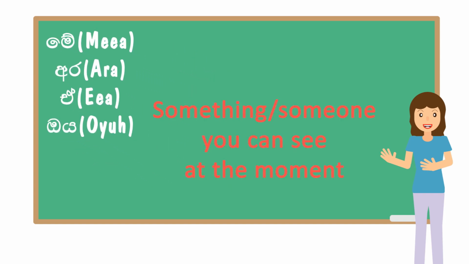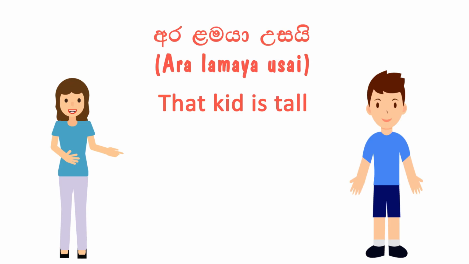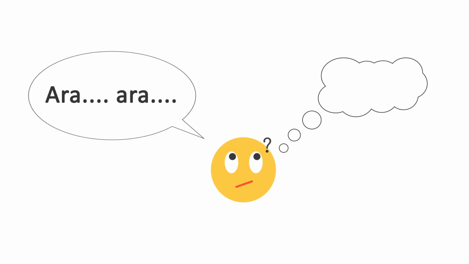If you want to talk about something that you can see at the moment, you can use the word ara. As an example, you can point out someone and say, ara lamaya usai. That kid is tall. You can see that kid at that moment, so you use the word ara. Another usage of ara is when someone is trying to recall something. Like when you can't remember something and you try to remember what that is, you can say ara, and that's how you think about something you forgot.